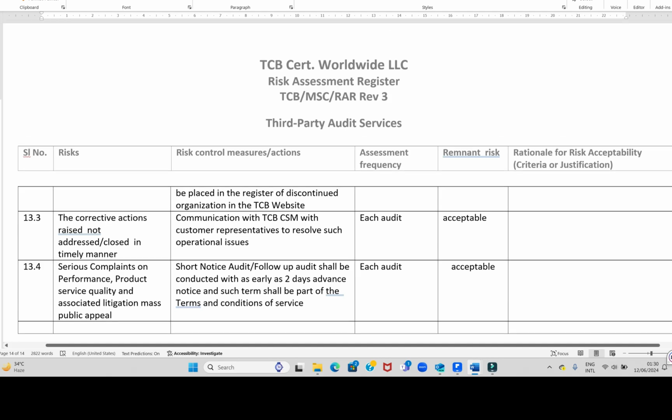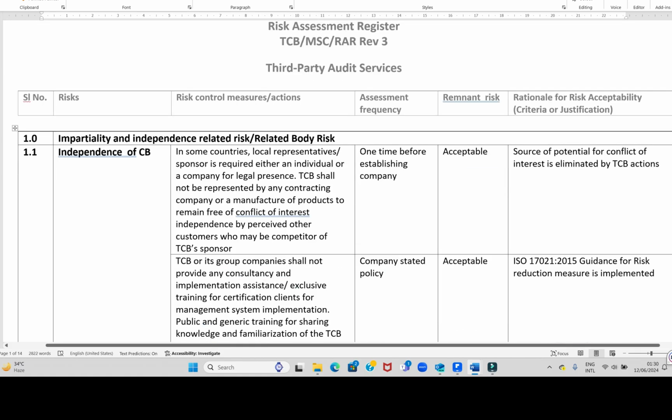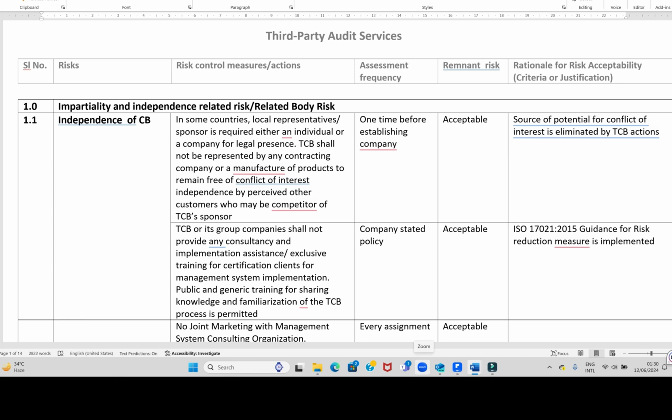All right, so this is the document, TCB Cert Worldwide. This is our company risk assessment register, TCB Management System Certification Risk Assessment Register, Revision 3. So this document has undergone 3 revisions. There are different types of risks we have identified. Number 1 is impartiality and independence related risk and related body risks.